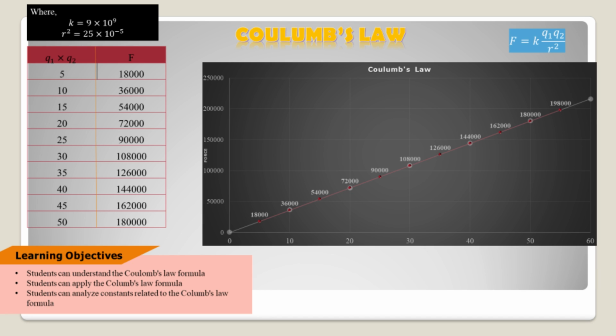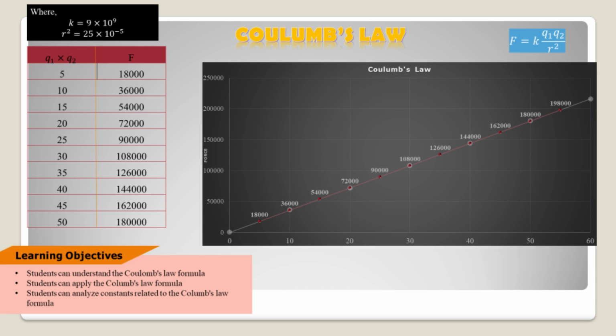Coulomb's law states that the force on the charge will attract each other if the two charges are not alike, and will repel each other if the two charges are the same. It is formulated by the formula where force is equal to K times Q1 times Q2 divided by R squared. If K is equal to 9 times 10 to the power of 9 and R squared is equal to 25 times 10 to the power of minus 5.